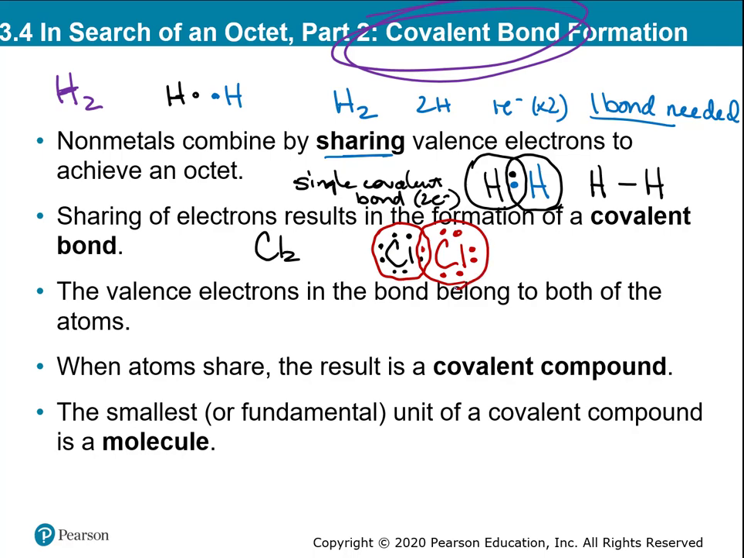So when I draw the dash structure for it, there's just a single dash between the 2 chlorines, but each chlorine has 6 electrons that belong to itself. They call those 6 non-bonding electrons. They're non-bonding because they don't participate in a covalent bond. They belong to the chlorines independently.